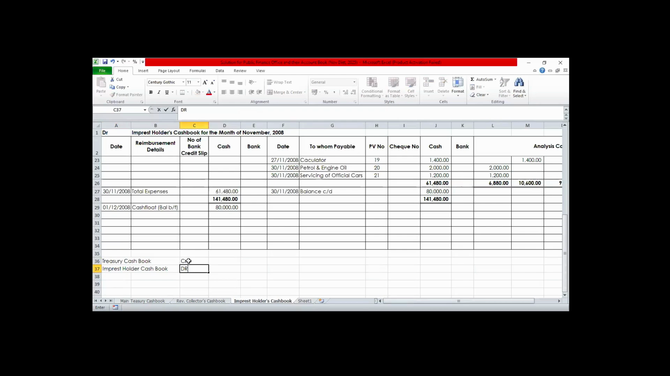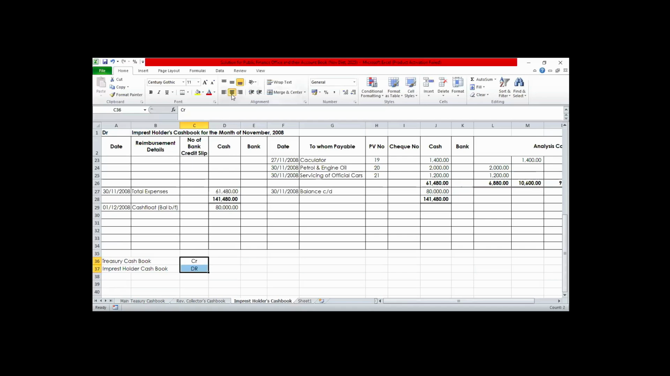The treasury cash book is being managed by the sub-account officer. The sub-account officer gives out money to the interest holder officer. The money has gone out from the treasury cash book, so that account will be credited, while the interest holder officer who received the money, the account being managed will be debited at the beginning of the month. Is it clear? Yes. That is the solution to that part.